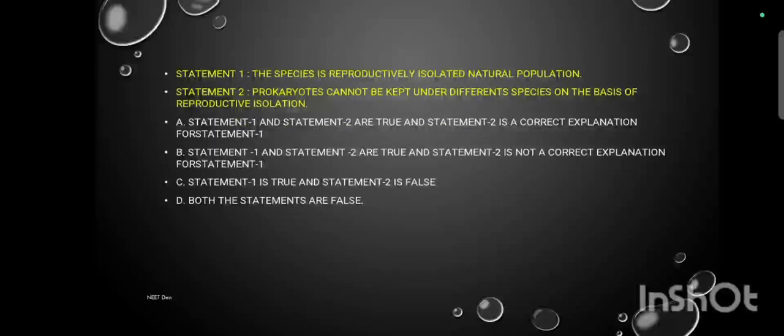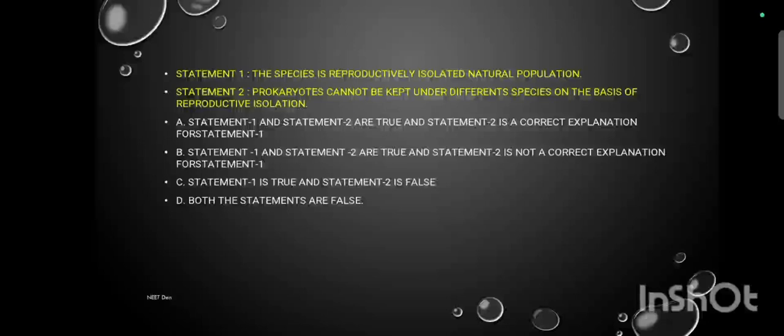Statement 1 and statement 2 are given. In the next question, statement 1 and statement 2 are given. Statement 1 is the species is reproductively isolated natural population. Statement 2 is prokaryotes cannot be kept under different species on the basis of reproductive isolation.